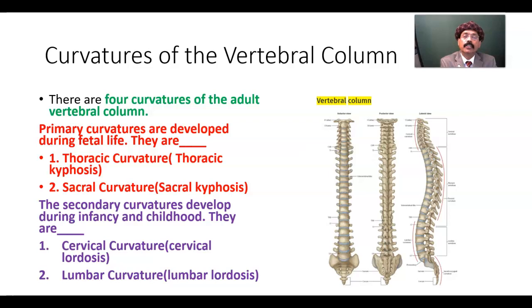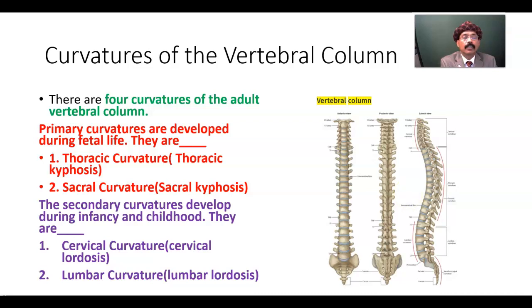Dewan S. Raja. Today I will discuss the normal and abnormal curvatures of the vertebral column. There are four curvatures of the adult vertebral column in a normal person. These are the primary curvatures that are developed during fetal life.